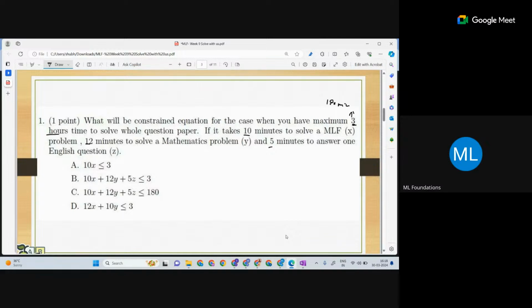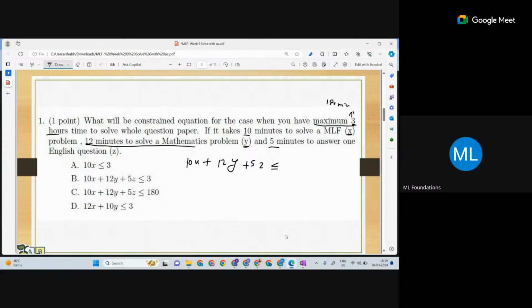Now there are three types of problems: MLF, mathematics, and English questions. So I think it will be one single constraint. Here it is 10 minutes per MLF problem, which in variable form is x, that means 10x time, plus 12 minutes to solve mathematics, which is y, so 12y, plus 5 minutes to English, and this is 5 set, and maximum time is given, so it should be less than or equal to.